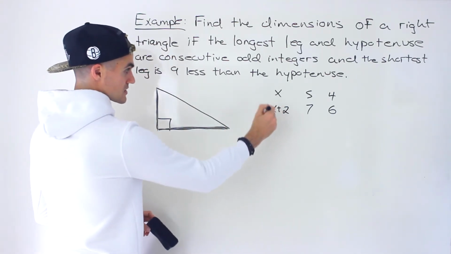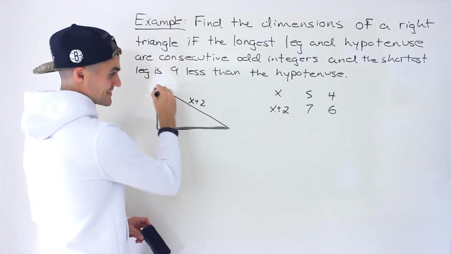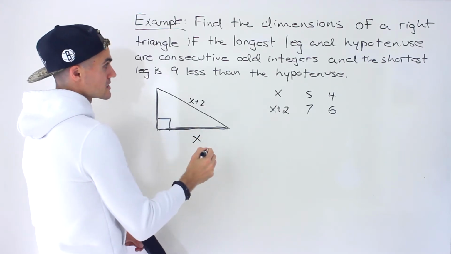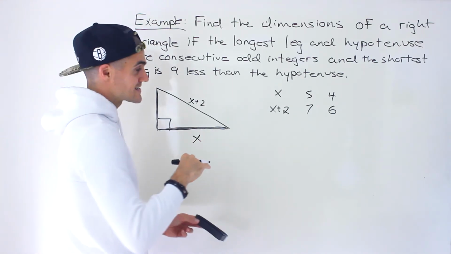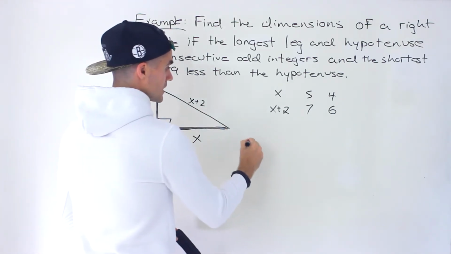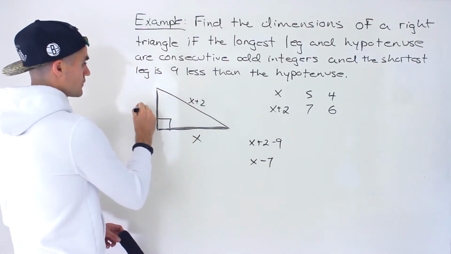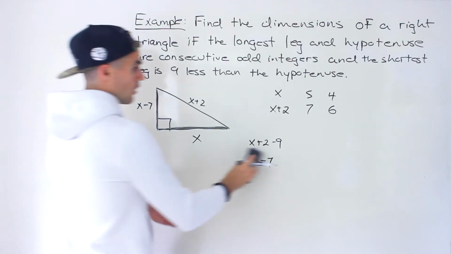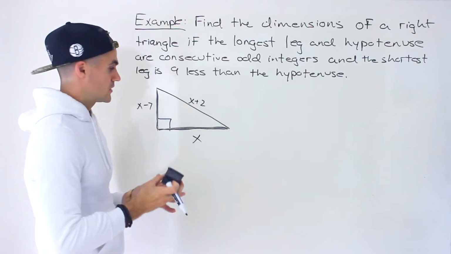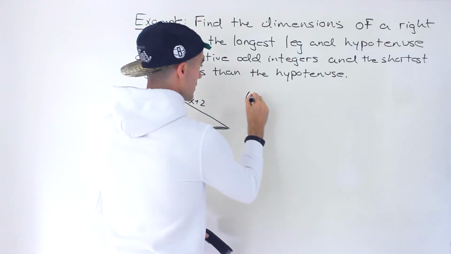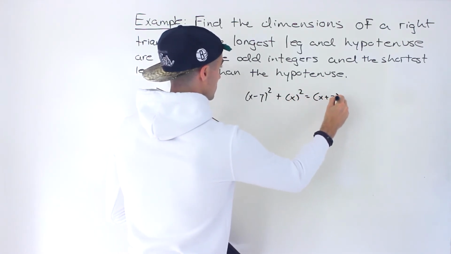Now, out of these two, this is the larger value, so that's obviously going to be the hypotenuse because it's the longest side, so this would be x plus 2. And then we're told that the shortest leg, this one here, is 9 less than the hypotenuse. So if we take the hypotenuse, subtract 9, combining like terms here, we get x minus 7. And now notice that we've represented all the sides with expressions, and we can relate them with the Pythagorean theorem. So basically x minus 7 squared plus x squared is equal to x plus 2 squared.